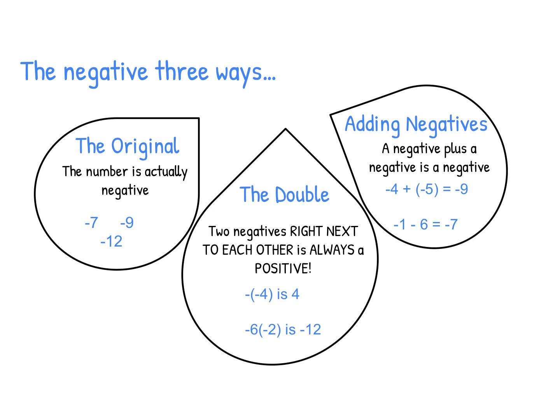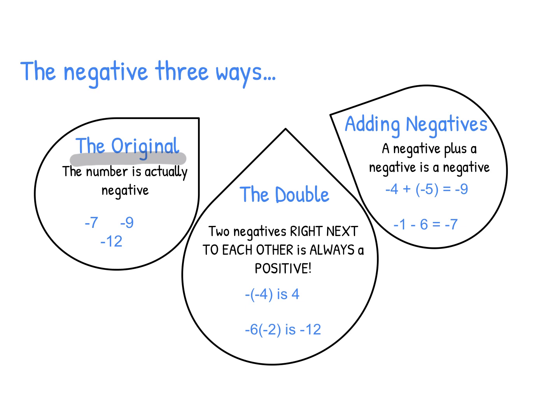We want to think about negative numbers in three different ways. The first is this idea of the original. The OG: what is the original value? What is the original number? When we talk about the original, we're talking about the number that's actually negative. So negative 7 is actually a negative number. Negative 9 is actually a negative number. A negative 12 is actually a negative 12. They reside on the left-hand side of 0 on our number line.